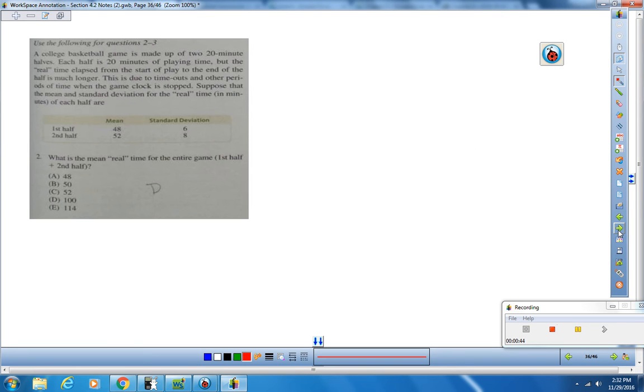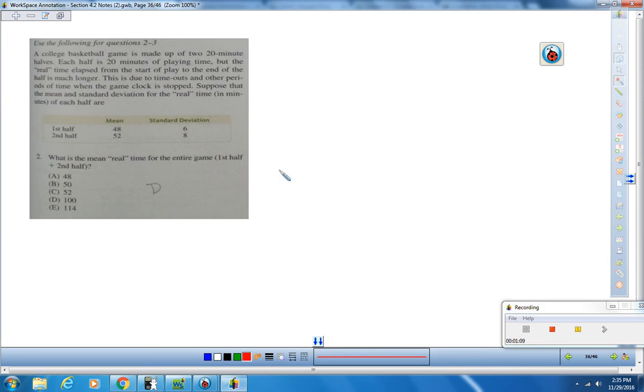For the second one, it says each half of a college basketball game is made up of 20 minutes of playing time, but the real time elapsed is listed right here. It asks what's the mean real time for the entire game. That's pretty simple. You just do the mean of the first half plus the mean of the second half.